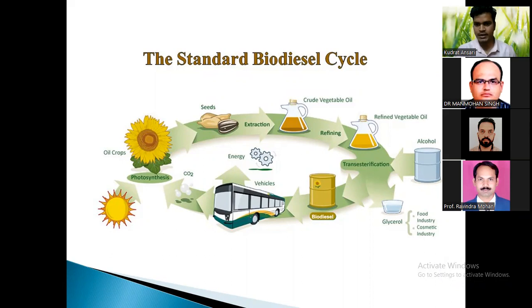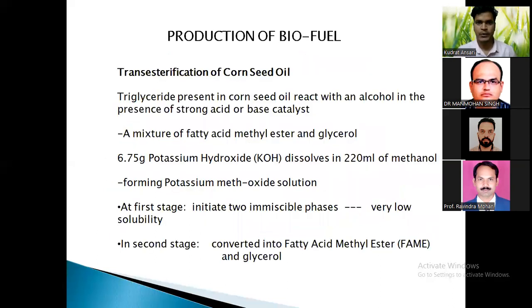So glycerol is sent to the food industry or cosmetic industry for making other substances, and biodiesel is sent to the fuel pump and supplied. Again, the vehicle releases energy and carbon dioxide, which is again used for photosynthesis by the plant. Now, production of biofuels. So first of all, we will talk about transesterification of corn oil.